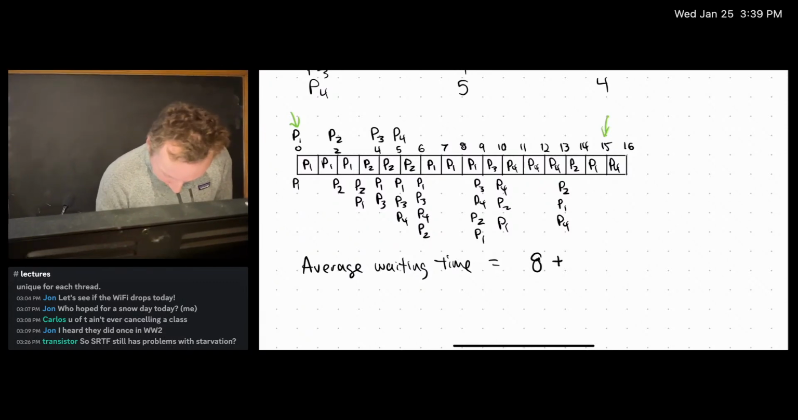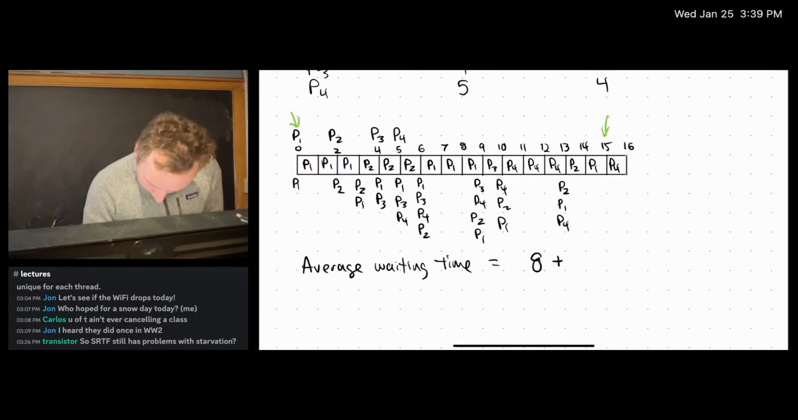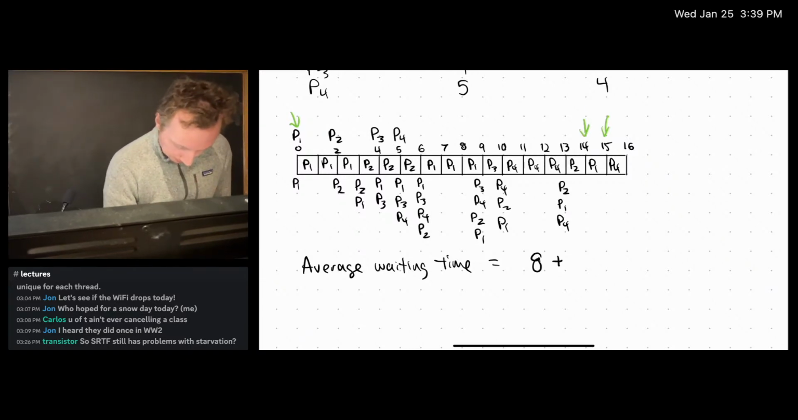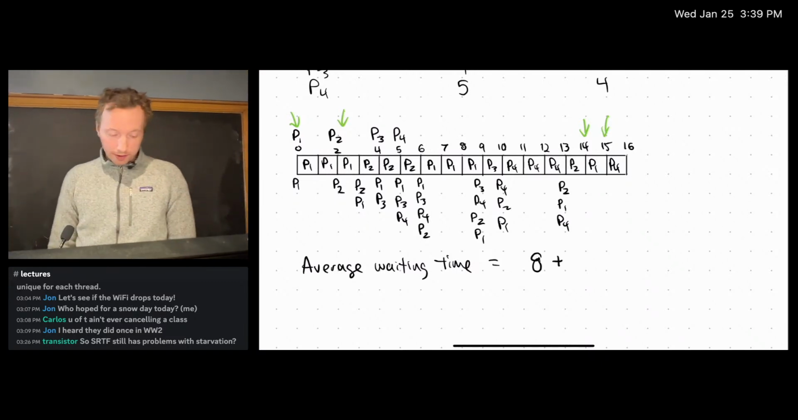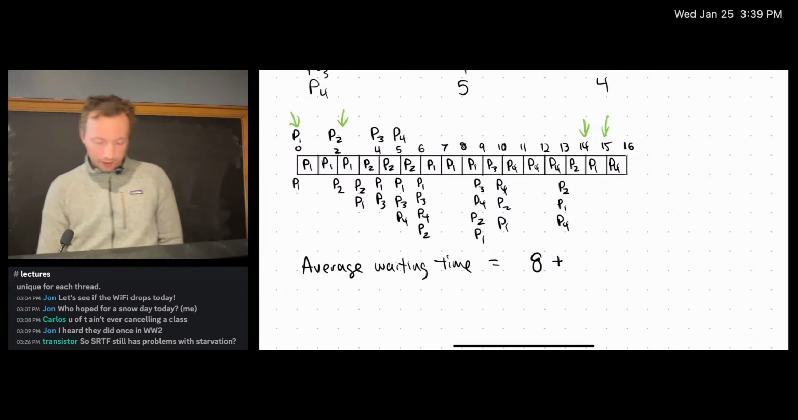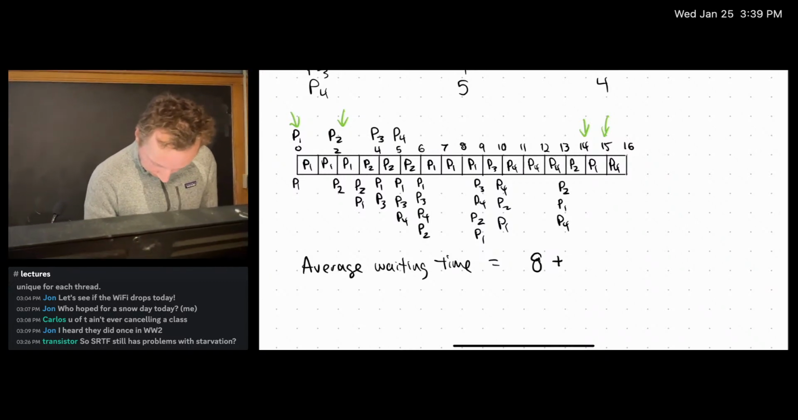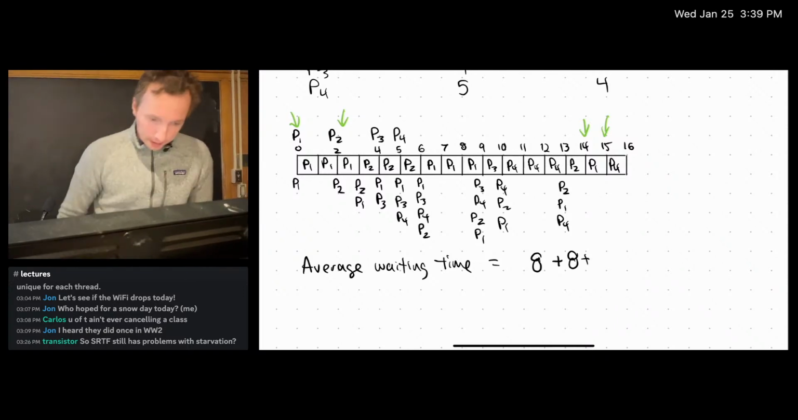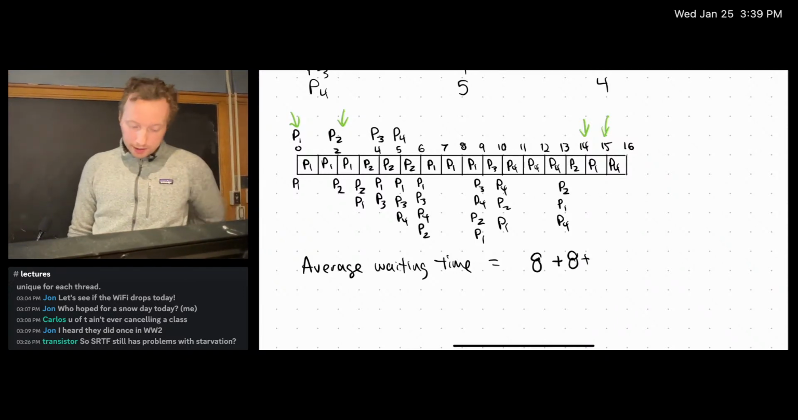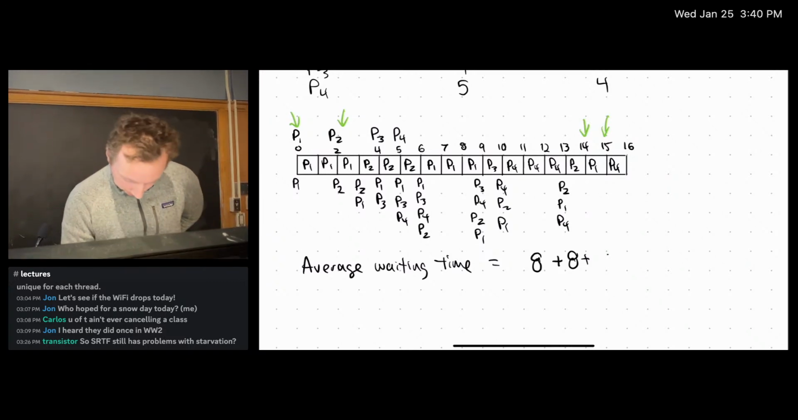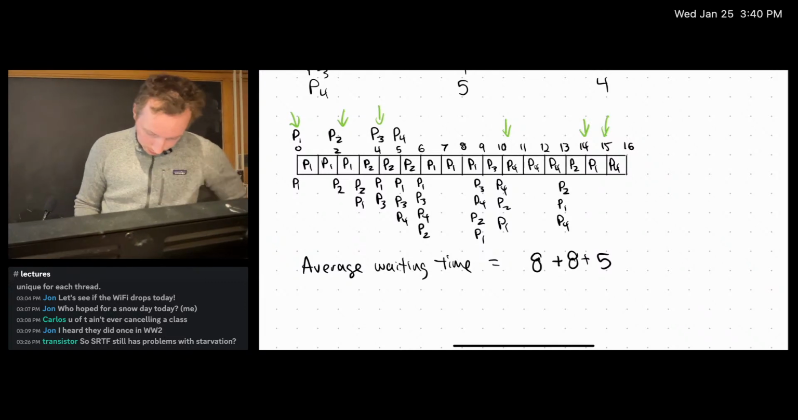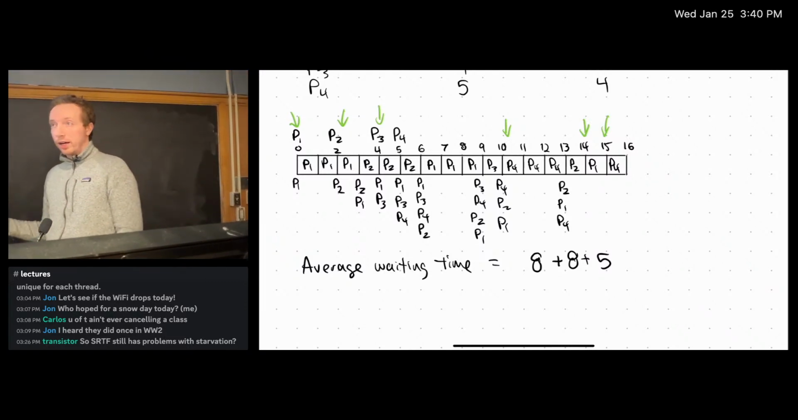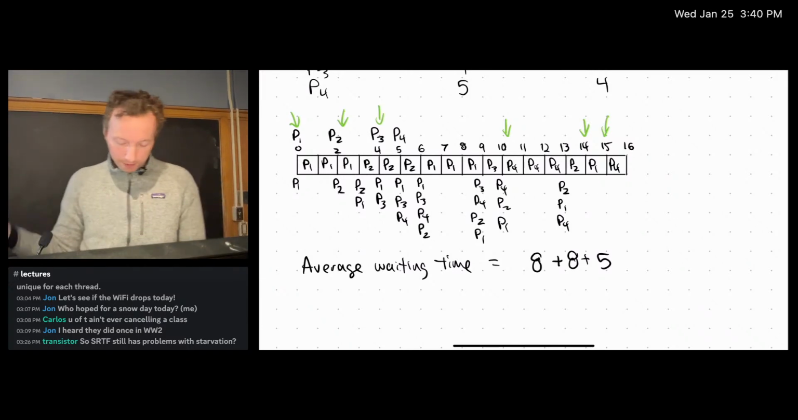So process 2, where did it end? It ended at time 14. It came in at time 2, so it was there for a total of 12 time units, and it executed for 4. So it also waited around for 8. Then we have process 3. In this case, it waited around for 5 time units. It finished at 10 and started at 4, so it was there a total of 6, and it only executed for 1. So it must have waited around for 5.